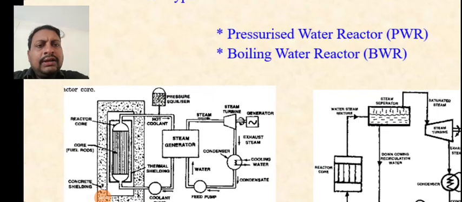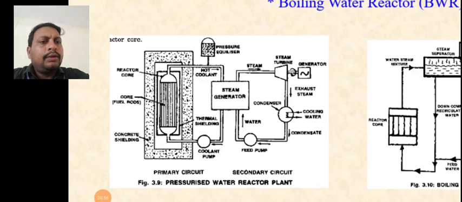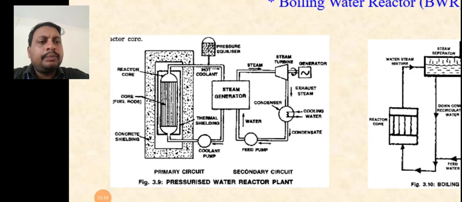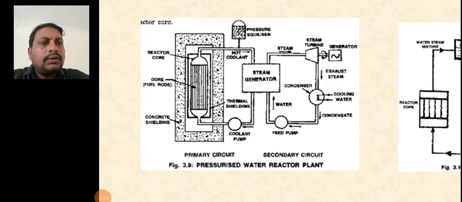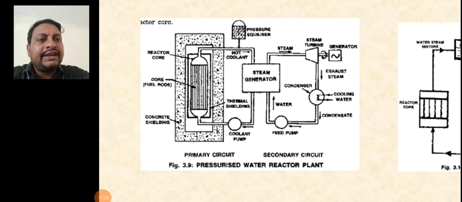So this is the layout of a nuclear power plant, a pressurized water reactor power plant and boiling water reactor. You may observe this diagram. On the left side is the nuclear reactor, and we have a heat exchanger that we call a steam generator. The large amount of heat due to the nuclear reaction is absorbed by the coolant, and the hot coolant goes to the steam generator.